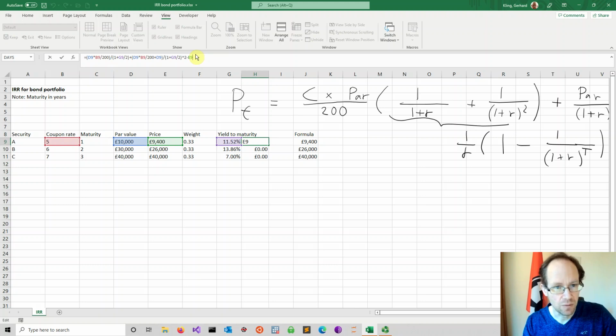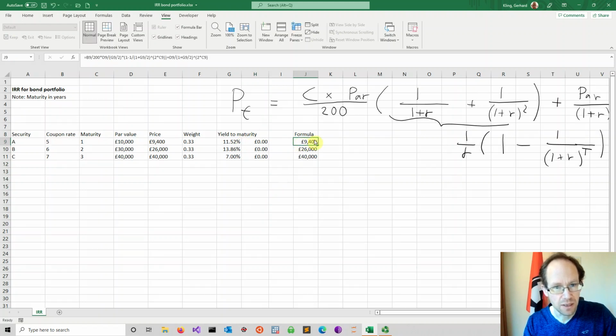Now the idea of yield to maturity is that we have to find G9, so the yield to maturity, that ensures that the current price is reflected. So put differently, if I take these discounted cash flows, they have to be equal to the current price. Or if I subtract the price, this expression has to be equal to 0. So that would be my target function for optimization. So that is the idea.